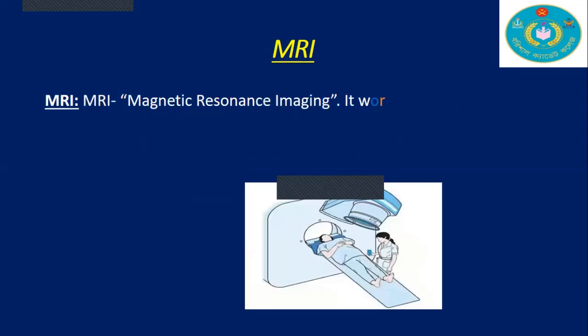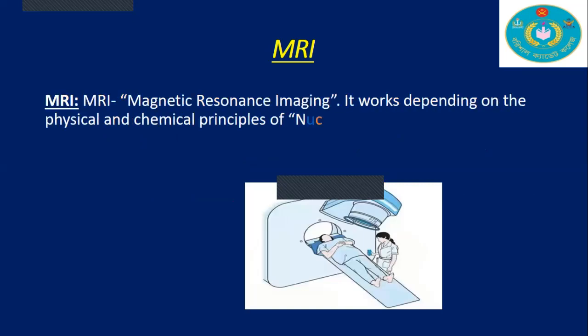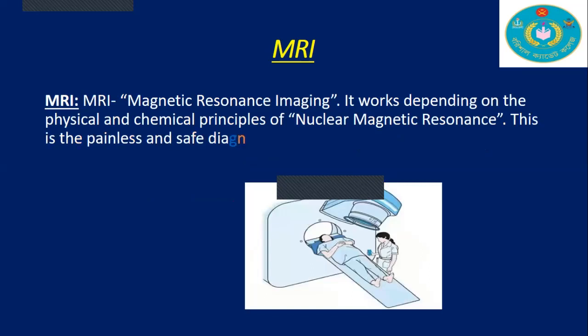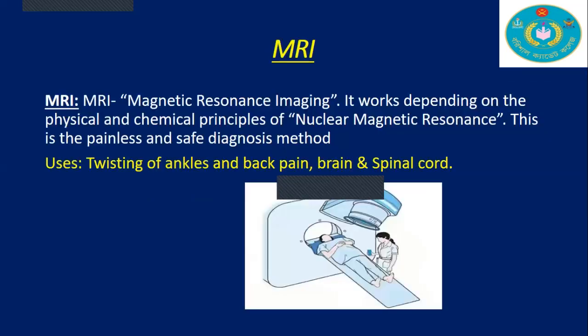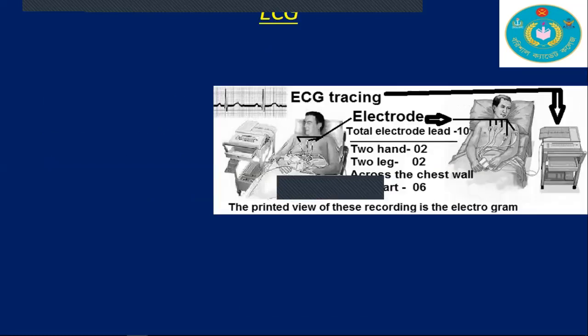MRI is magnetic resonance imaging. It works depending on the physical and chemical principle of nuclear magnetic resonance. This is a painless and safe diagnosis method, and the uses are right here: twisting of ankles and back pain, brain and spinal cord.